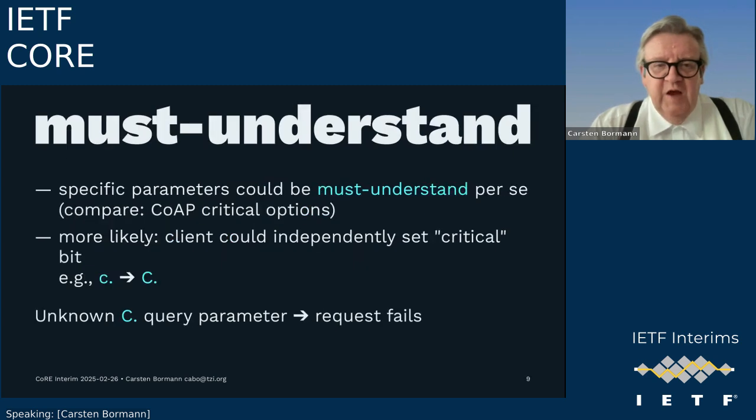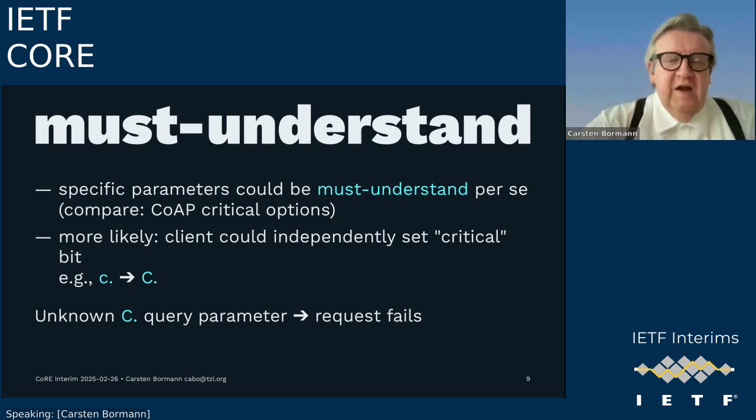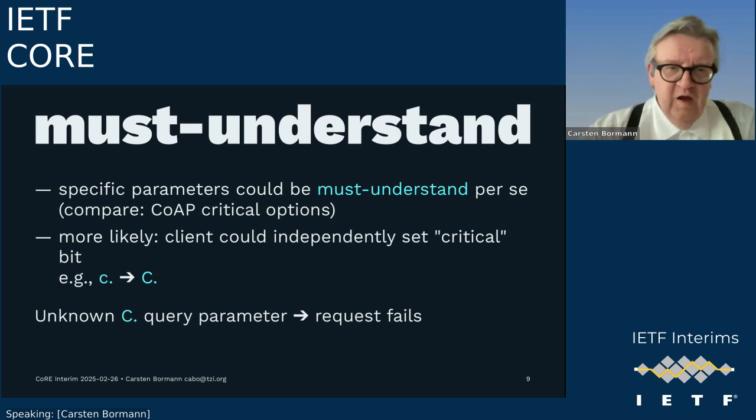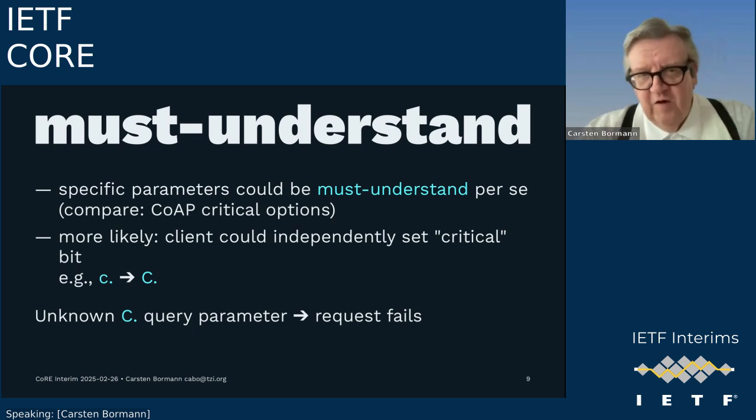And now, of course, we have another question. Most applications that use ignore unknown at some point notice that there actually are must understand parameters as well. We have that in CoAP in the form of critical options. So a specific option is either elective or critical. So it's a property of the option whether it's must understand. That probably doesn't make sense here.